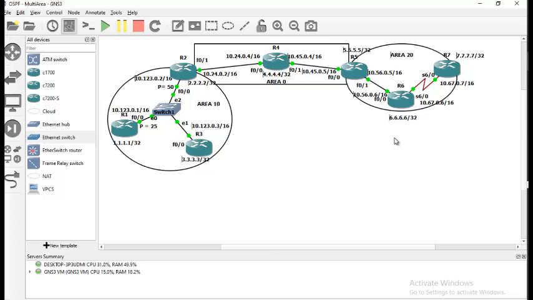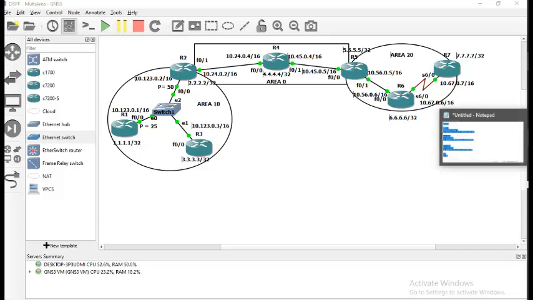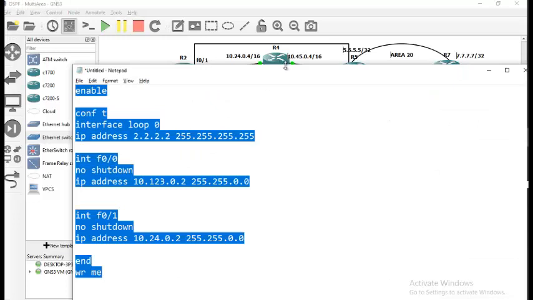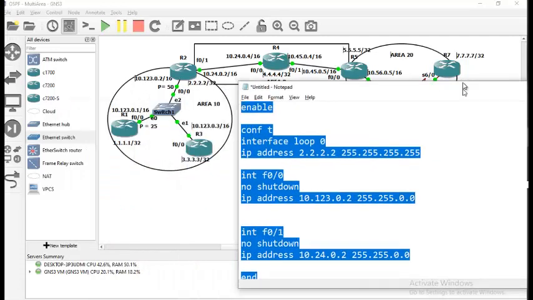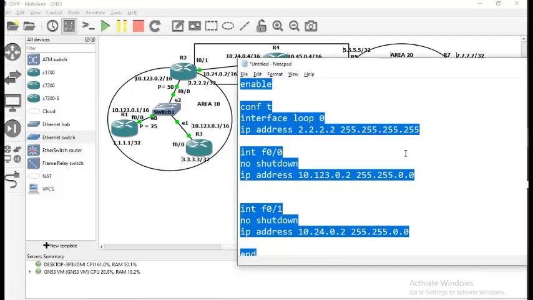I'll do it for one router, and you need to give me the configuration for other routers. Can you try? If I do it for one router, will you be able to provide for other routers? I'll try, sir.